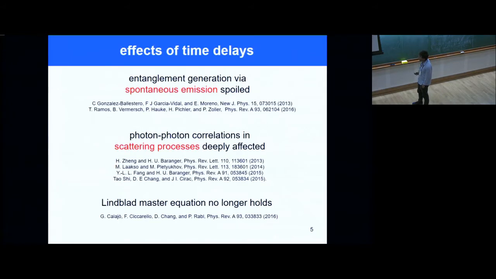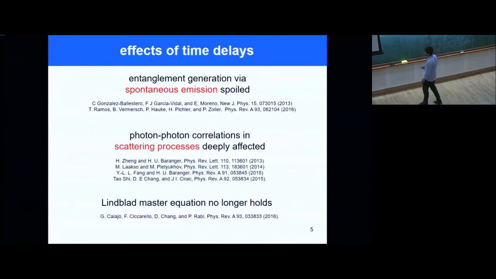Three instances of major effects that are due to the presence of long time delays. One is that entanglement generation by spontaneous emission is spoiled by delay times. Another one is that photon-photon correlations in scattering processes are qualitatively affected by the presence of long time delays. And what is probably most related to what I'm going to talk about, the master equation, the spontaneous emission process of many qubits is no more ruled by a Lindblad master equation.